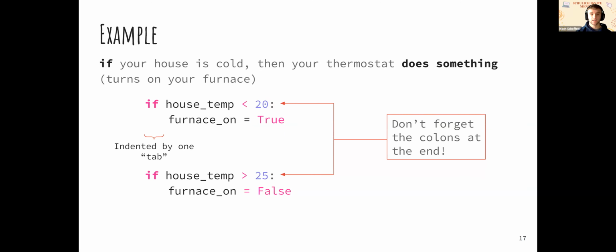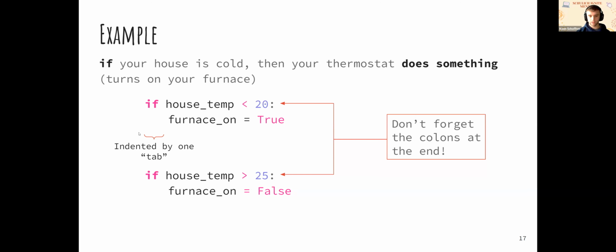Or your thermostat does something and you need to do something because of that. Okay. So this is the syntax for an if statement. So you just need to put if, and then whatever you're checking. So if the house temp is a variable and you want to check if it's less than 20, you want to run this code underneath. Don't forget the indentation.